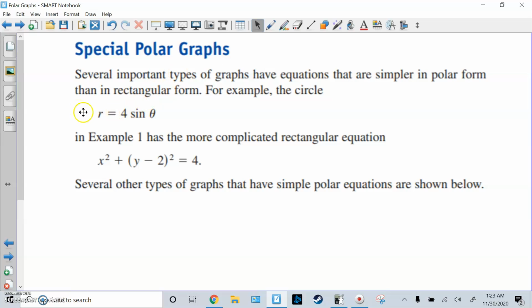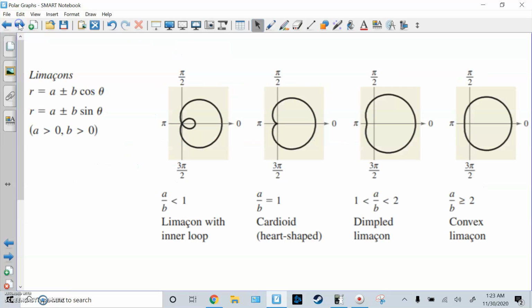So remember that first example was r equals 4 sine theta. If you do rectangular form, that'd be x squared plus (y minus 2) all squared equals 4. This looks a lot simpler to deal with and manipulate than this. So really just memorize these.